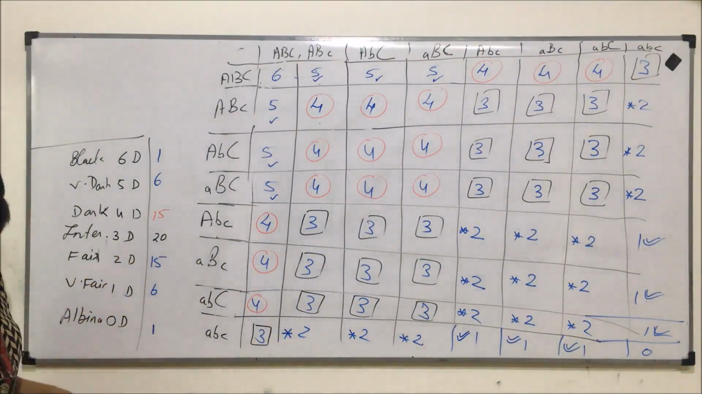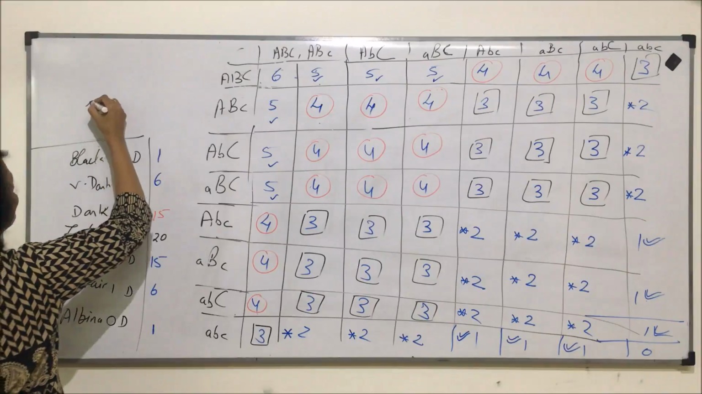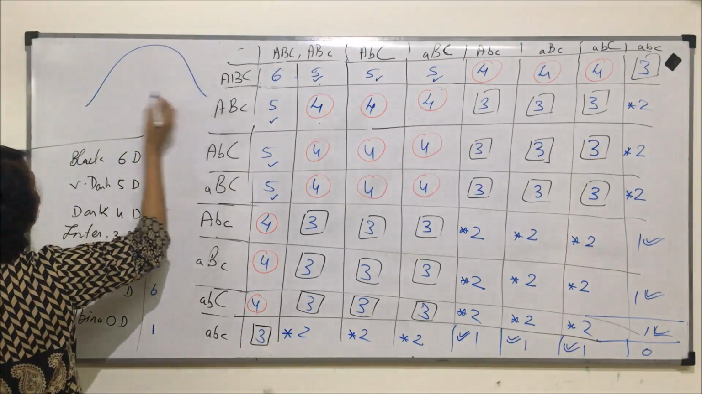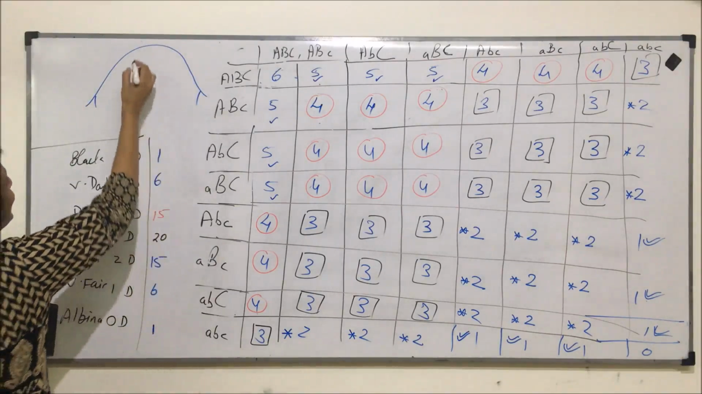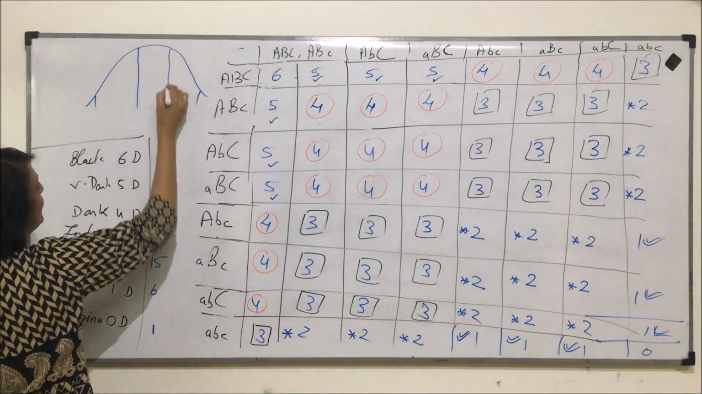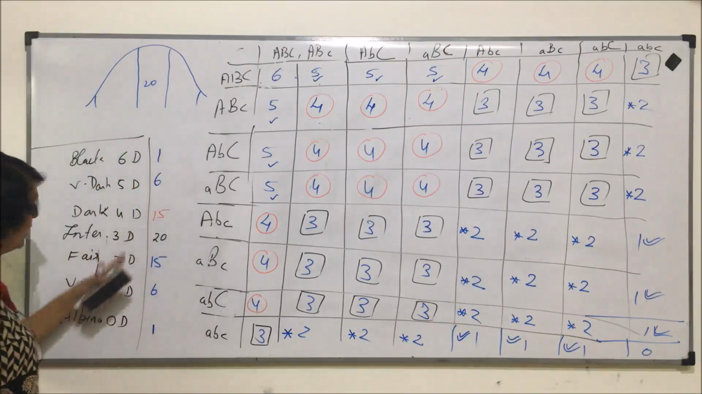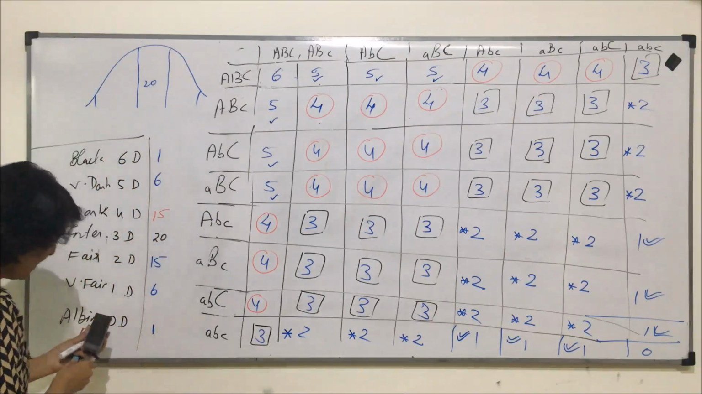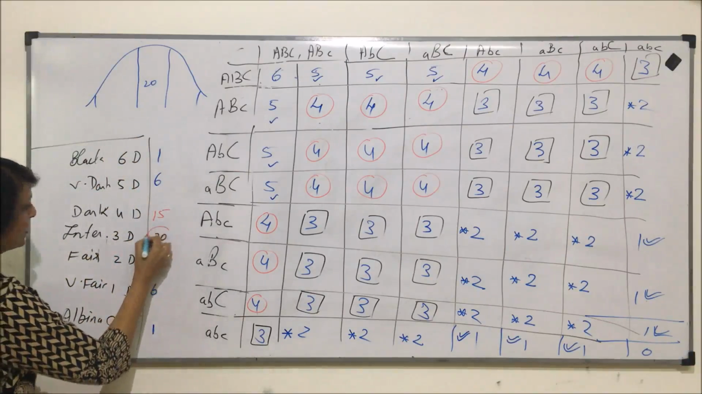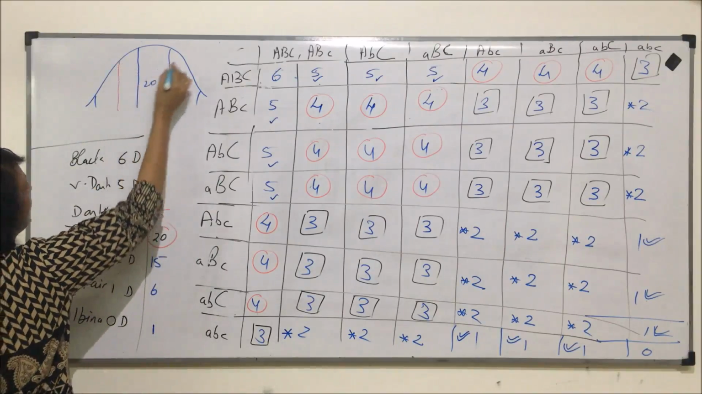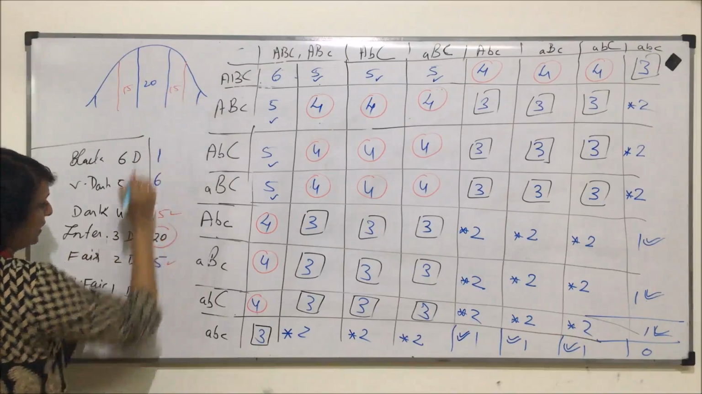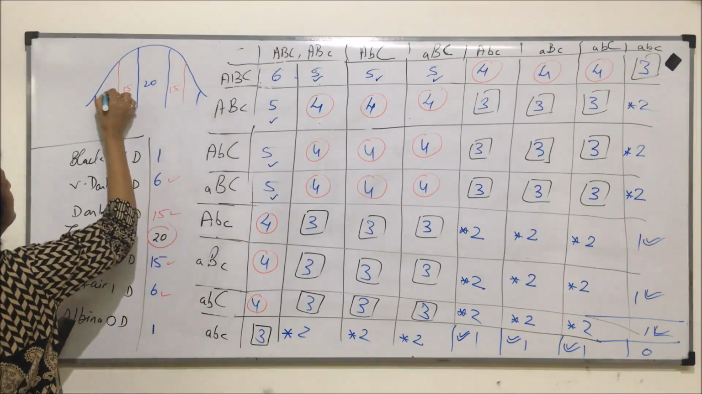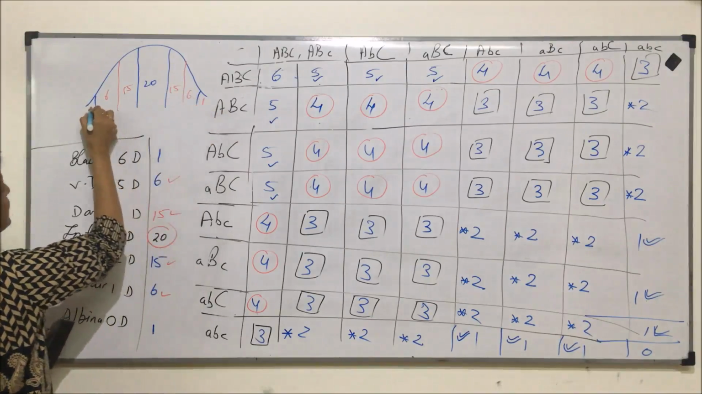Now if we plot a graph, our graph is going to be something like this. The extremes, the number is minimum, and the intermediate, the number is maximum. So here we have 20, this is our maximum number. On either side the number is decreasing, that is 15, 15. Again it has gone down. So 6, 6 and this is 1 and 1.